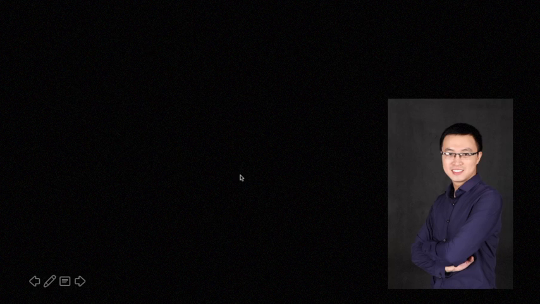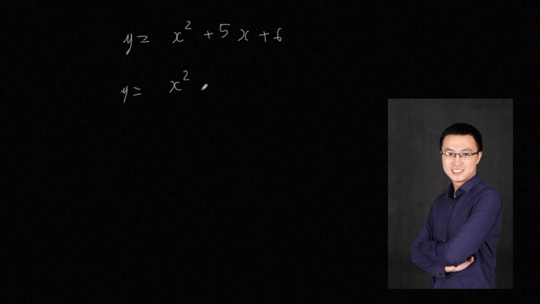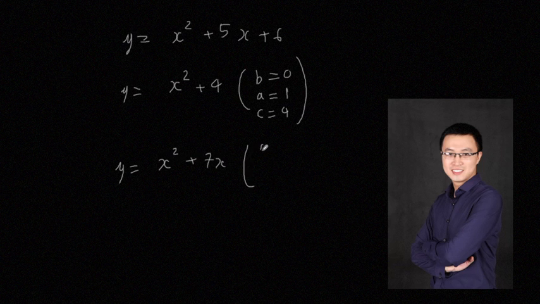Okay, so here is your homework, or that's for practice. x squared plus 5x plus 6, and x squared plus 4. In this case, we have b equal to 0, a equal to 1 and c equal to 4. Or you can try this one, x squared plus 7x. For this one you have a equal to 1, b equal to 7 and c equal to 0. Okay, so draw those equations and you can combine with your partner.